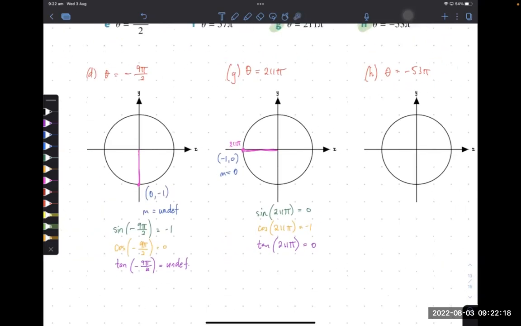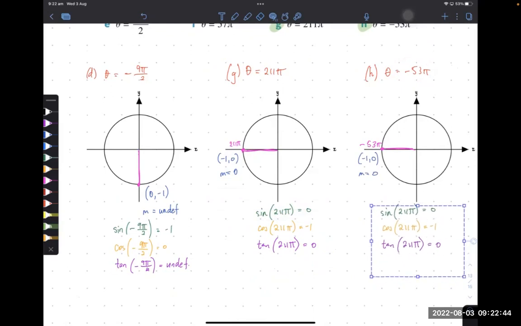Negative 53 pi, is that odd or even? Odd, so it's located on the left-hand side, not the right-hand side. Good. So that's where negative 53 pi is. What do you notice? Coordinate is the same. Gradient is the same. I can't be bothered writing that out. I'm just going to duplicate it and change the angle on the inside.